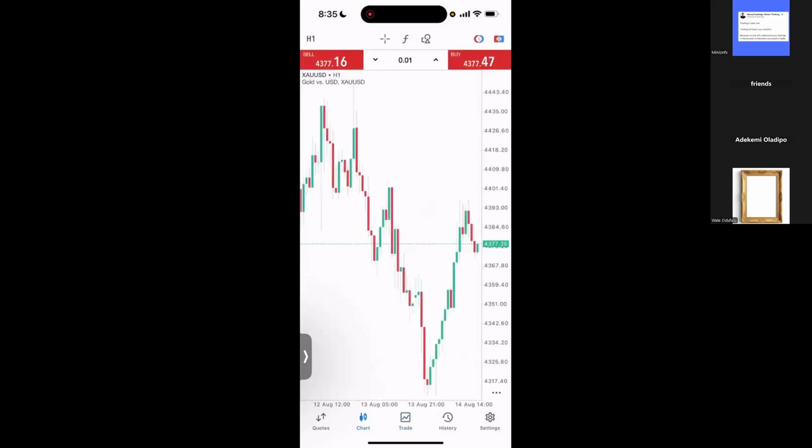Now we have 0.01, and we have the buy and the sell. Let's practice with this. We have $10,000, so we can go as high as one lot. We'll practice with different lot sizes. Let's start with one, so change this to one.